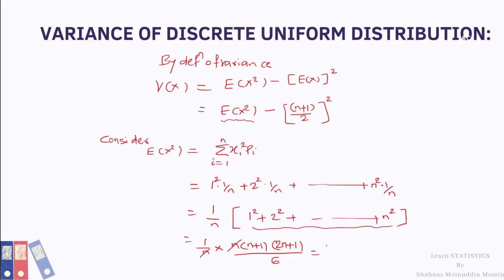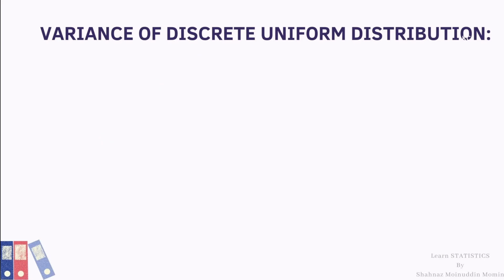So it is (n plus 1) into (2n plus 1) divided by 6. This is the expectation of x square. I will substitute this value in the formula of variance and we will simplify it. So variance of x is equal to (n plus 1)(2n plus 1) divided by 6 minus (n plus 1) bracket square divided by 4.